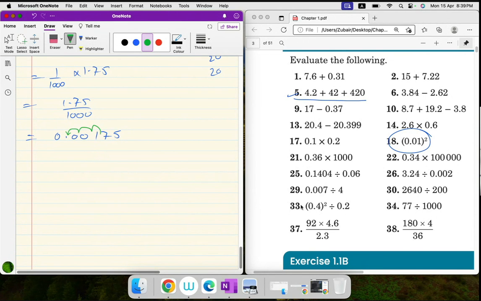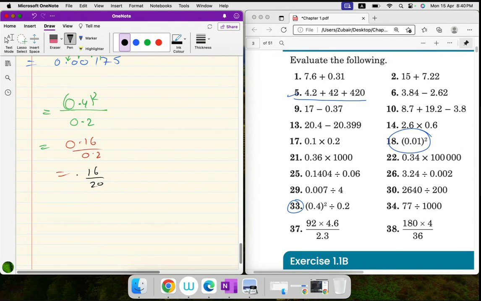Okay, let's try this 33. 0.4 square divided by 0.2. Try to solve it directly. 0.16 divided by 0.2. Very good. So it will be 0.8 directly. 2 times 10 times, and 8 by 10 is 0.8. Do we have the same answer? Yes, sir.